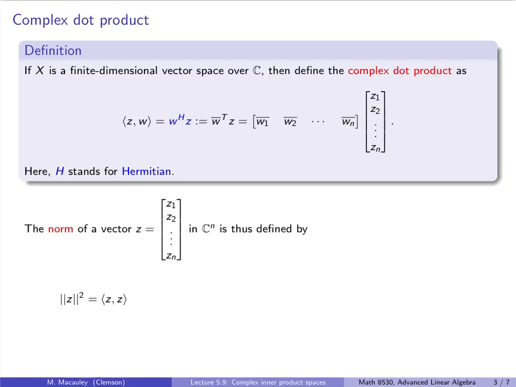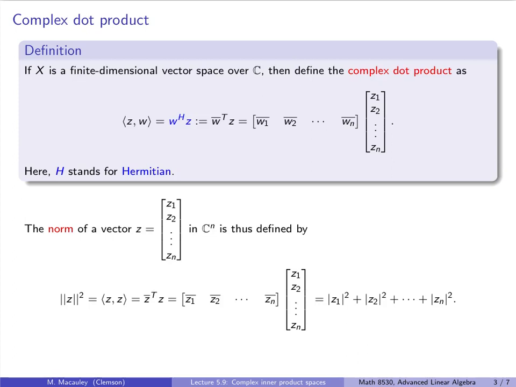Using the definition of the complex dot product, we naturally get a definition of the norm of a vector Z in C^n. It's easier to define it as the norm squared. So the norm squared of Z is the inner product of Z with itself, which is Z conjugate transpose times Z, which is the product of the row vector Z bar times Z, which is the sum of the norms of the individual entries in Z, Z1 up to Zn. So |Z1|^2 plus |Z2|^2 up to |Zn|^2.